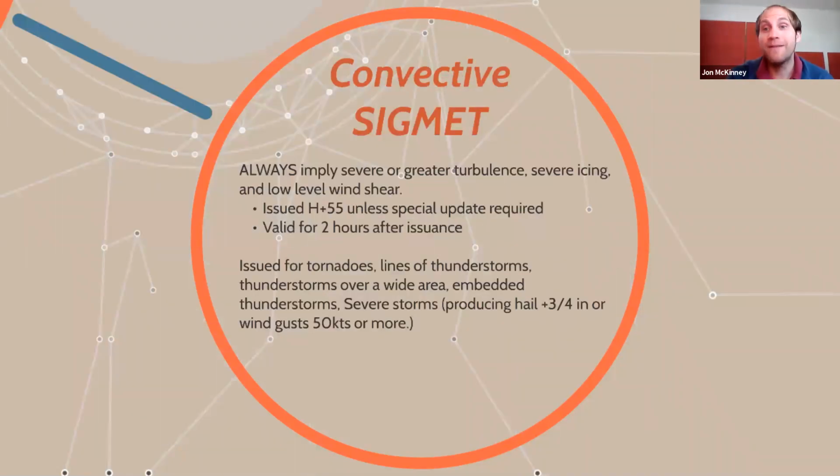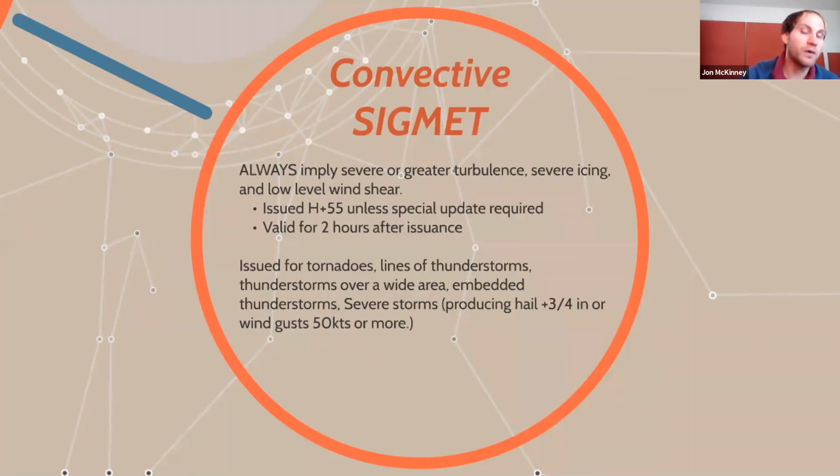Okay, and that takes us to convective SIGMET. Hooray, we've made it to convective SIGMET. This is thunderstorm activity, convective motions in the atmosphere. It always implies severe or greater turbulence, severe icing, and low-level wind shear. A convective SIGMET could be issued at 55 minutes past the hour, so H plus 55, but there could be special updates, so they could be issued at all sorts of time periods. They're typically valid for 2 hours.